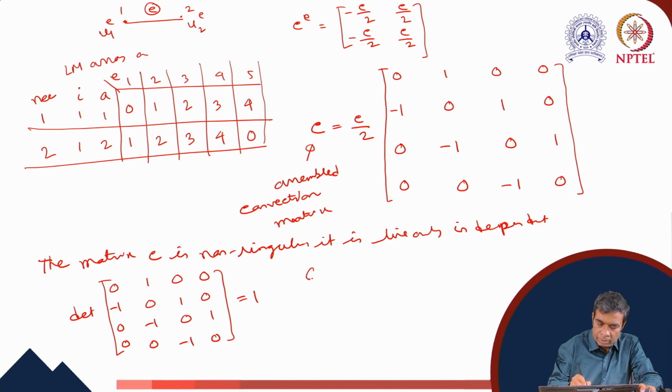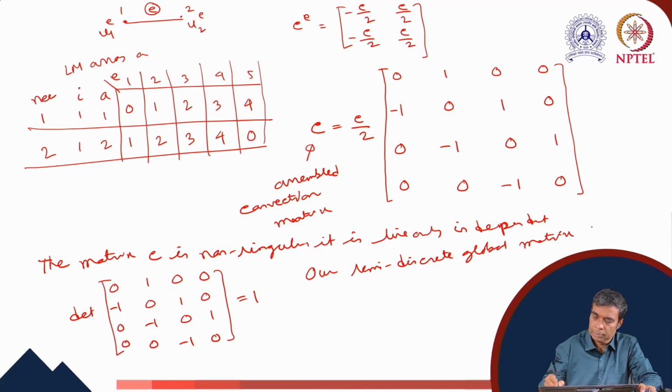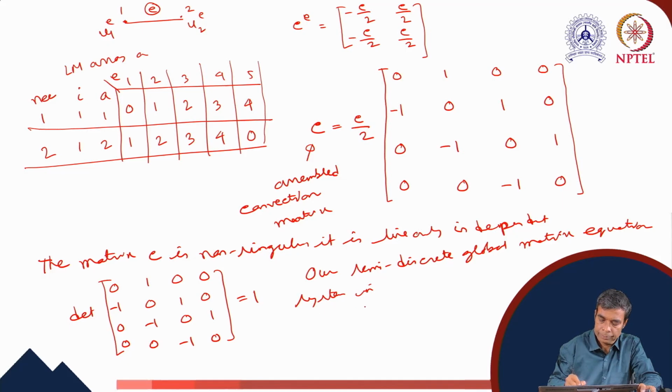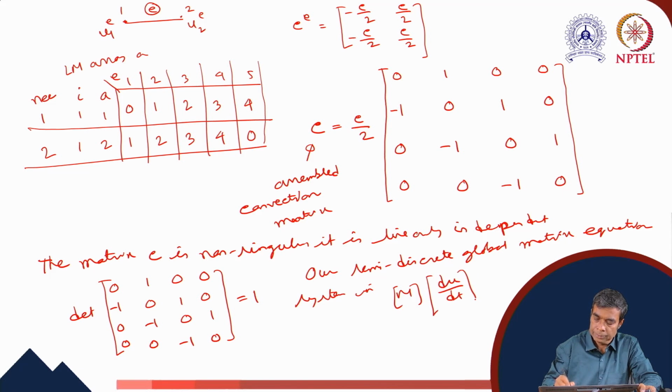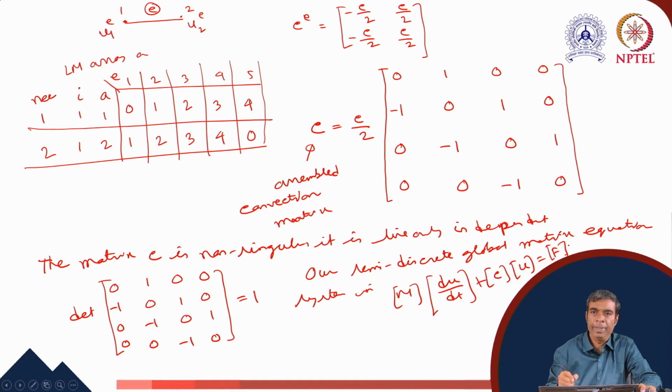Now, our semi-discrete global matrix equation system is M du dt plus Cu equals to F. So this semi-discrete equation, it can be time integrated by using explicit, implicit, Crank-Nicolson, Galerkin schemes, etc.